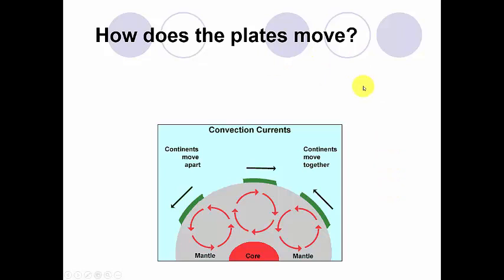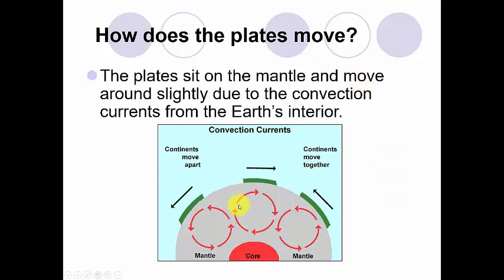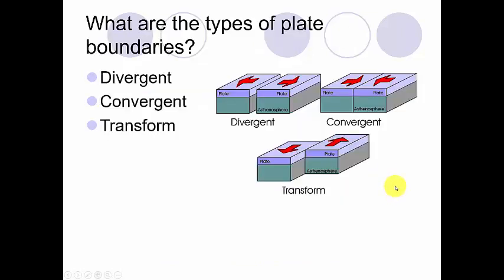So how do plates move? Plates sit on the mantle and move around slightly due to the convection currents from the Earth's interior. Once again, the convection currents are moving, and you have plates that are movable. They can move depending on the convection currents. Since the convection currents are moving this way, this plate's moving that way. If the convection currents are moving to the right, this plate's moving this way. If convection currents are moving to the left, this way. So the convection currents actually influence the way the plates are moving.